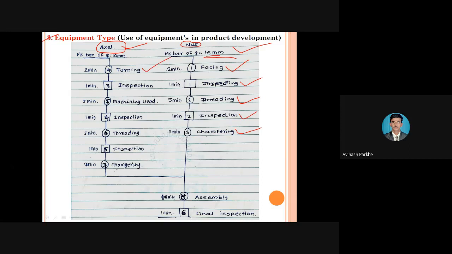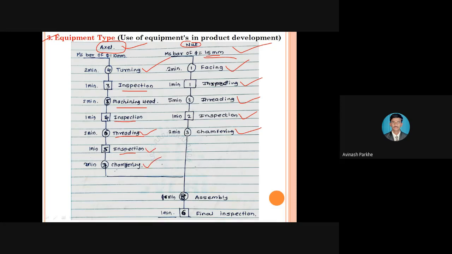Initial turning operation will be performed. Then we have to go for the visual inspection. Then again machining of the head, and again we have to go for the inspection. After that, the machine or equipment will perform the threading operation. After the threading operation, we have to go for the inspection. After the inspection, at the end we have to go for the chamfering operation.